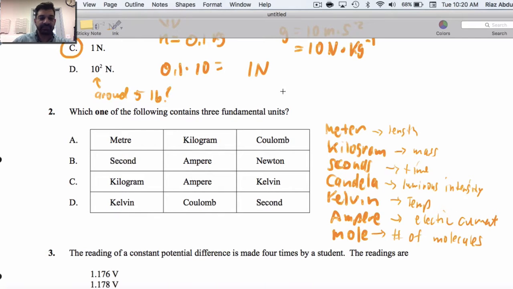So keeping this in mind, we need these 3 fundamental units, so it's really a process of elimination. Anything that has Coulomb can be eliminated. Sorry, I'm on the verge of sneezing. Anything that has Coulomb can be eliminated. And newtons, so coulombs are amperes times seconds, which we'll learn later on. Newtons are kilograms meters squared per second squared. So that only leaves us choice C.